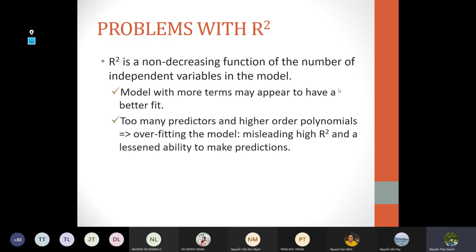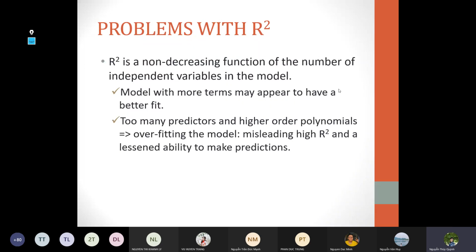Sometimes it is good to add one more independent variable into the model if that independent variable does have an effect on the dependent variable in the population. It means that it is good to add an independent variable into the model if in the population there is an effect of that independent variable on the dependent variable. In that case, you can add that independent variable into the model.